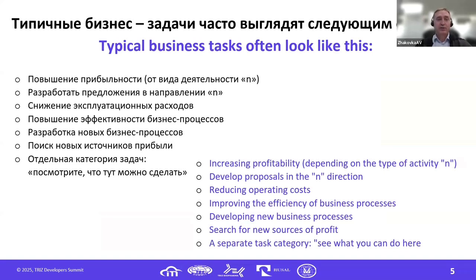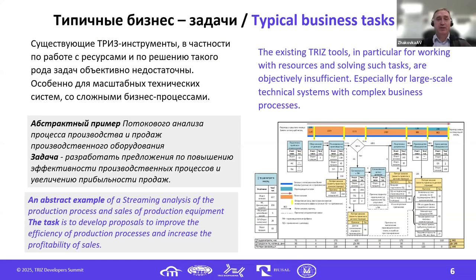Typical business tasks often look in the following way. You need to prepare something and to reduce operating costs or develop proposals. And there is a special category of tasks, processes, and what you can do with them. Of course, the existing TRIZ tools, particularly for working with the resources and solving such tasks, are objectively insufficient, particularly for large-scale technical systems with sophisticated business processes.